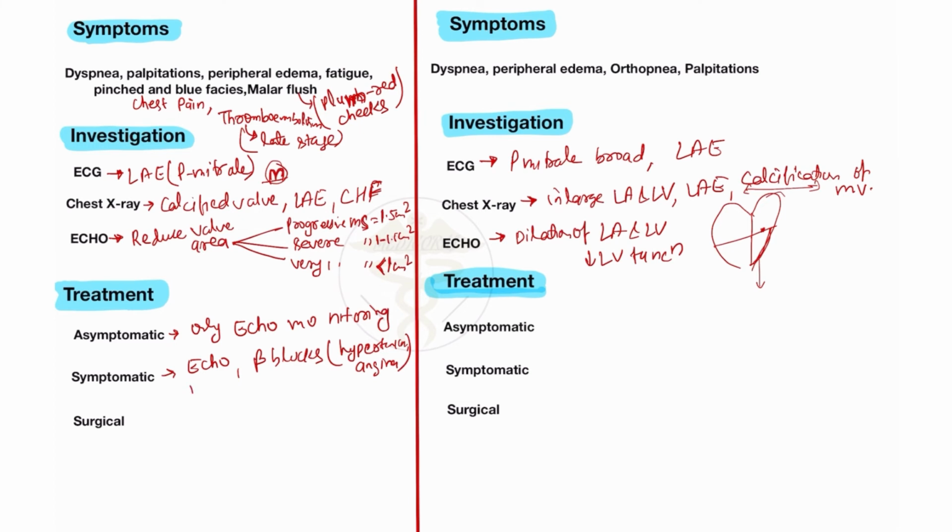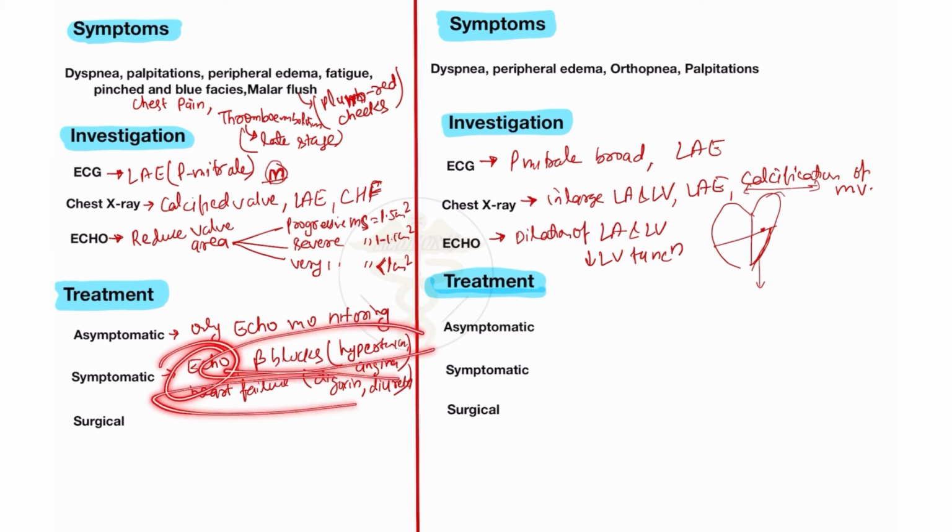When the patient has heart failure, then we will provide digoxin, and also we will give diuretics in the heart failure patient. So we will provide drugs, and also management with the echo, when the patient is symptomatic, meaning symptoms appear in the patient. So we will provide drugs like beta blocker, digoxin, diuretics, this type of drug, and also monitoring by the echo.